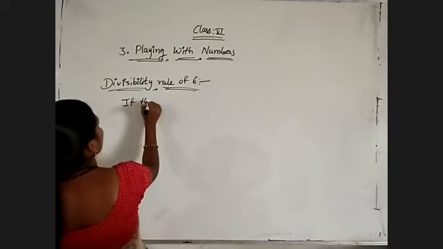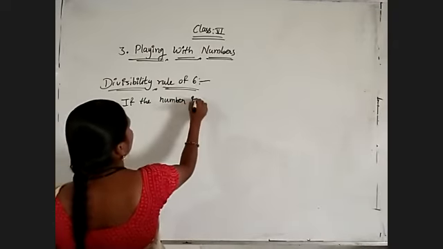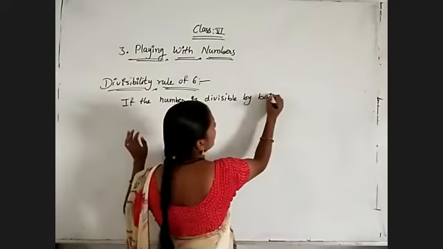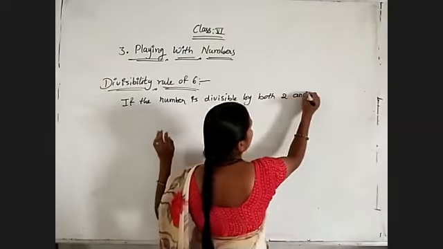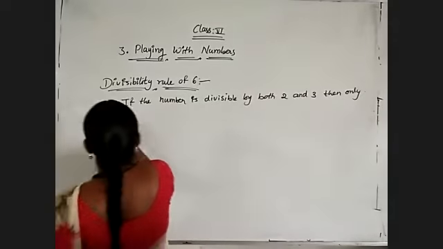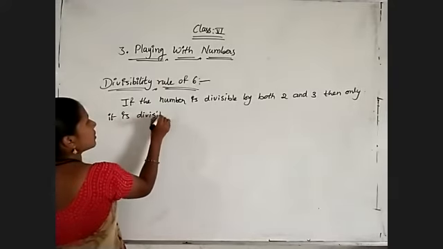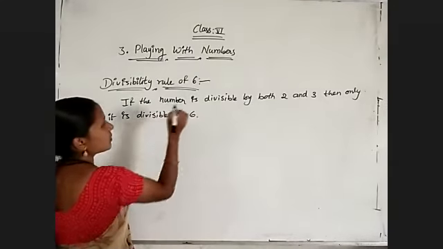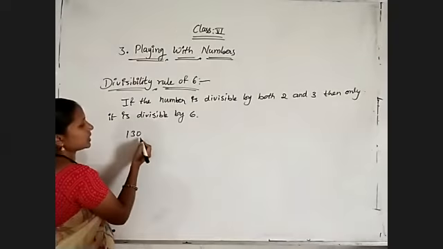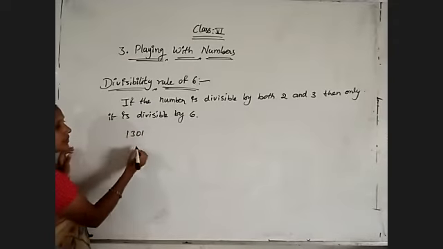If the number is divisible by both 2 and 3, then only it is divisible by 6. For suppose 130, 4 plus 6, 4 plus 5.